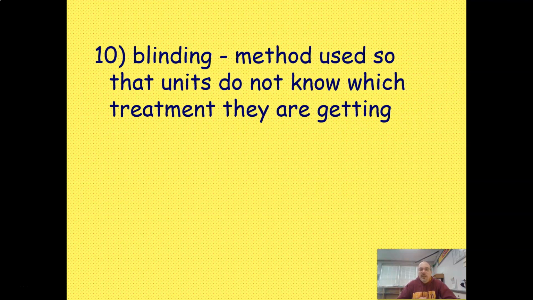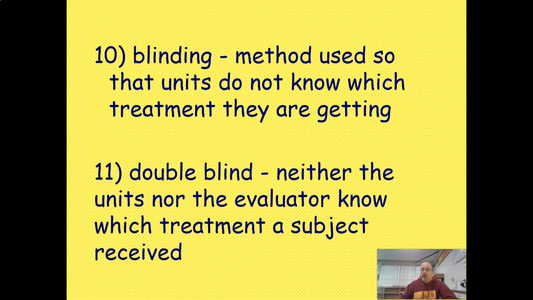All right, 10. Blinding. The method used so that units do not know which treatment they are getting. Okay, usually a subject does not know what they are getting. Okay, because if you know, that could actually affect the results. Okay, oftentimes they use a double blind. That's where neither the units, okay, nor the evaluator know which treatment a subject received. So the person giving you the treatment also does not know. Okay, again, they're doing all of this with the COVID-19 stuff right now.